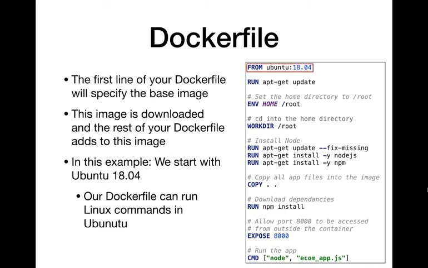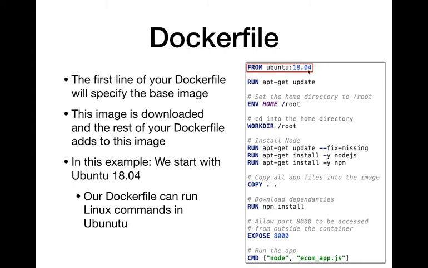So we start with this FROM line. The first line of your Dockerfile is going to specify the base image that we're going to start with to be able to make this Docker image. For this, I'm going to start with Ubuntu 18.04. I'm going to get my entire copy of Ubuntu 18.04 as my starting point. Since this is going to be an Ubuntu image, everything throughout the file is going to be able to use Ubuntu commands. Any command that's going to work in Ubuntu is going to work in this Docker image, which will be used to create Docker containers.